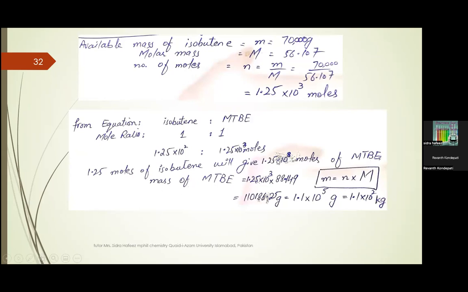Then you have to calculate the mass of your product from this number of moles, and you will use this universal equation: molar mass multiplied by number of moles gives the mass of your product. After multiplication you will get 110,186.25 grams, which is equivalent to 1.1 into 10 raised to the power 5 gram. We shifted the decimal 5 places. 1.1 into 10 raised to the power 2 kilogram. I have converted this gram into kilogram. 1 kilogram is equal to 10 raised to the power 3, so 10 to the power 2 means 10 to the power 5. So both are equal.